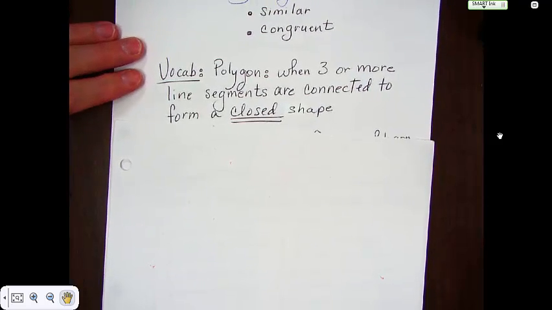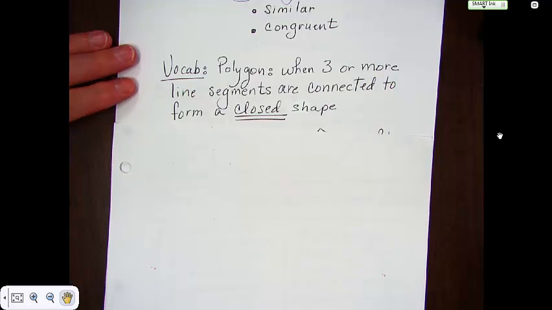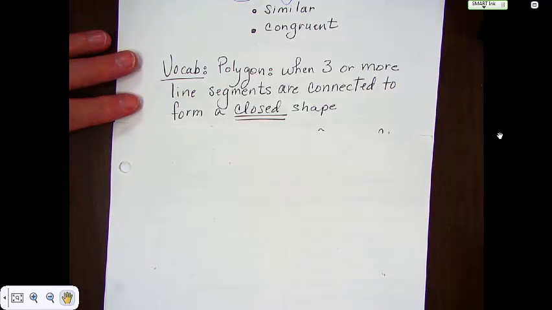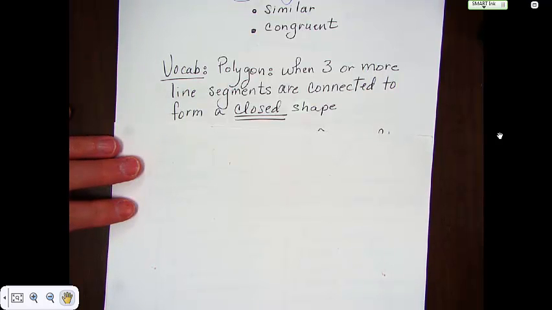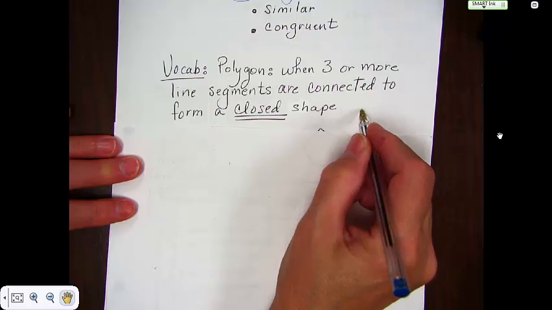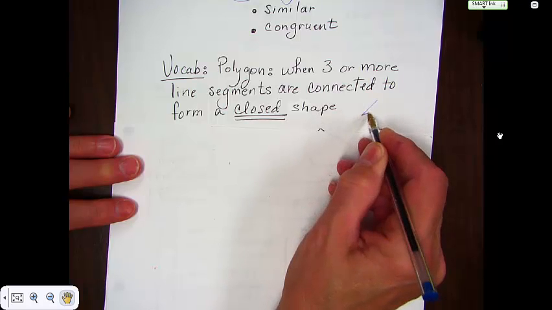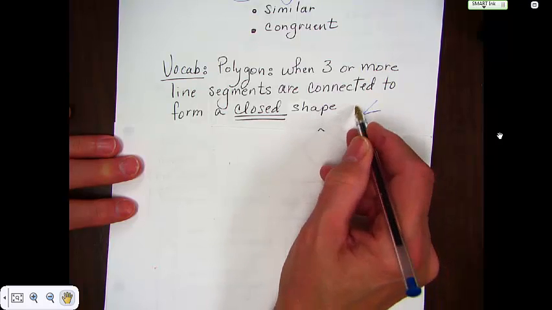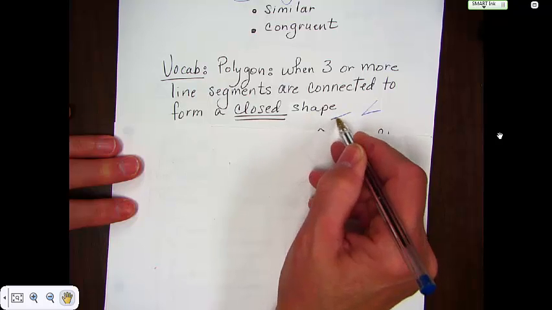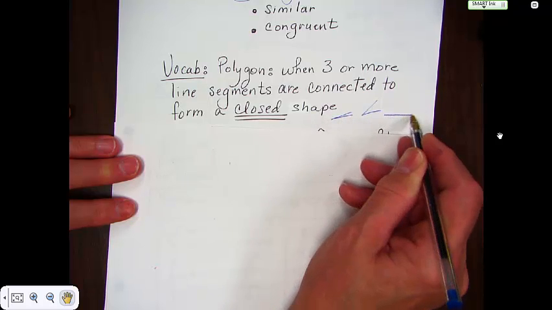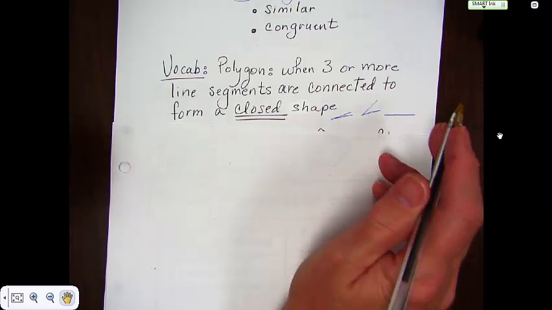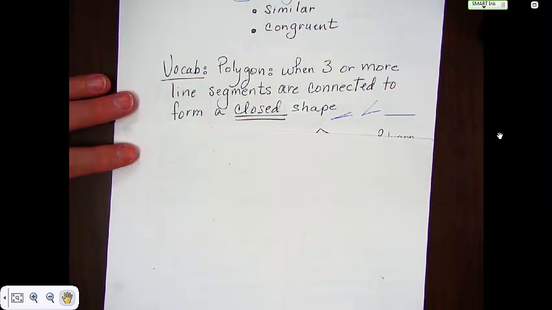First, a vocabulary word. Polygon. When three or more line segments are connected to form a closed shape. Now two wouldn't work because two would just create a line or an inequality sign or something like that. We've got to have three lines connected together.